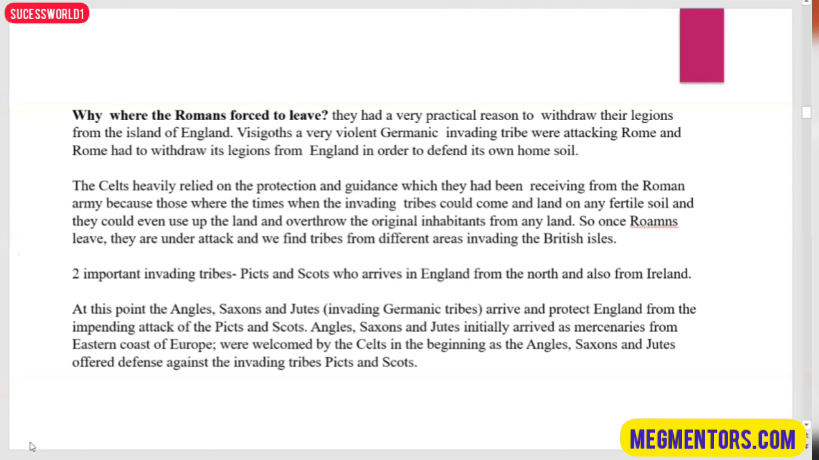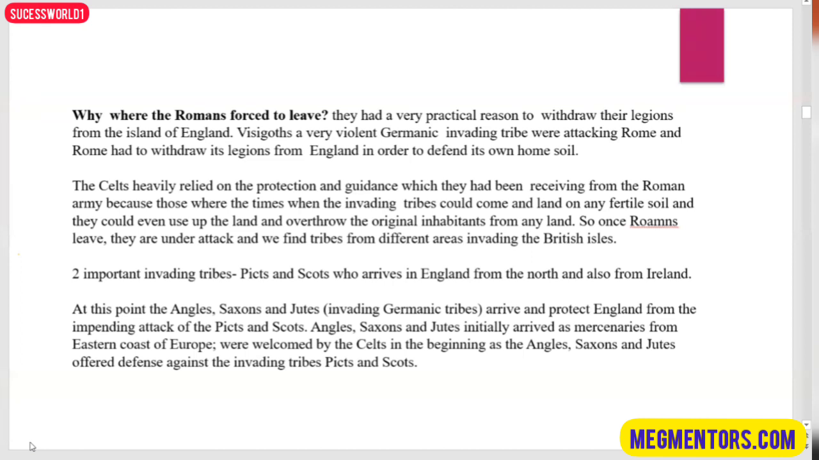In a way, the Romans regressed back eastward, and England was now vulnerable to attack, because the military protection that they had was gone. The Celts heavily relied on the protection and guidance they had been receiving from the Roman army, because those were the times when invading tribes could come and land on any fertile soil, use up the land and overthrow the original inhabitants.